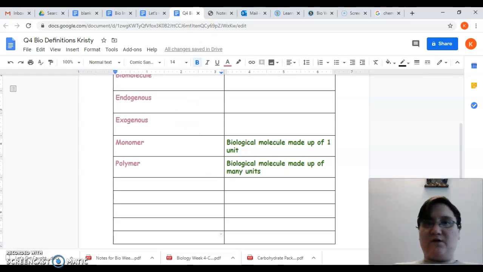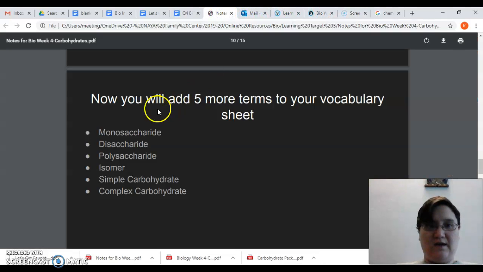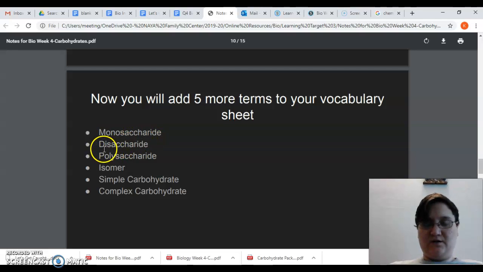Perfect. Alright, if I go back to my notes, it gives you the terms that you need. I added one, guys. There's 6 terms. My bad. I'm going to fix that when I post it. So 1, 2, 3, 4, 5, 6. Alright, so the first 2 terms are monosaccharide and disaccharide.